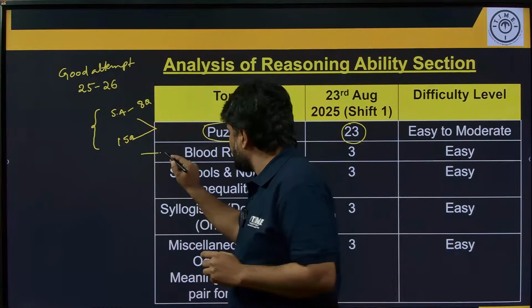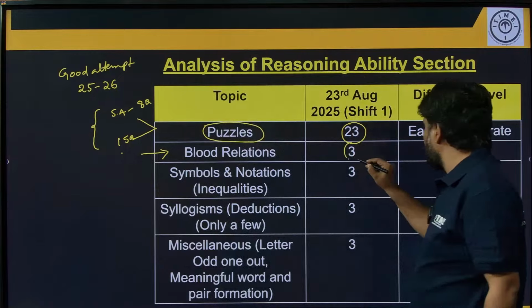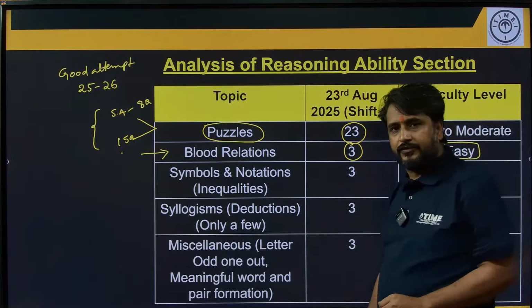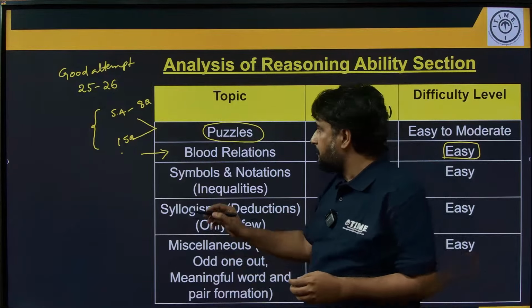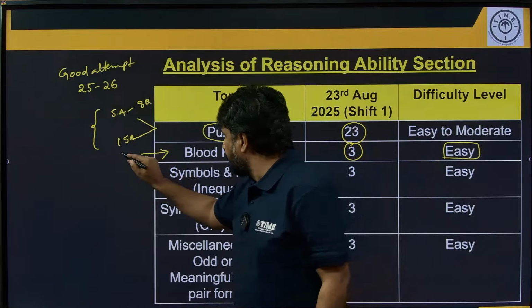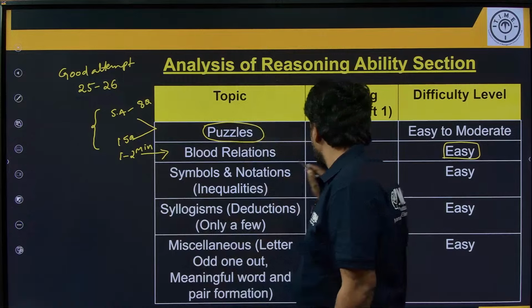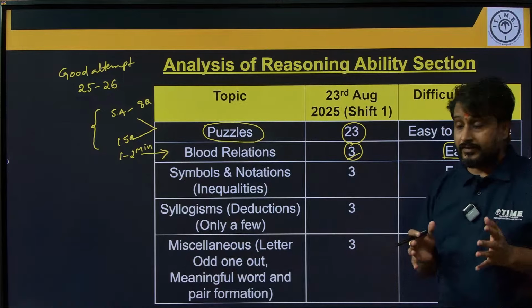Blood relations, a traditional model, and very easy to solve. And we have given 3 questions from the area of blood relations. If you are good at blood relations, you may first pick up the blood relation set, and in 1 to 2 minutes of time, just in 1 to 2 minutes, you can attempt all these 3 questions without any mistakes.